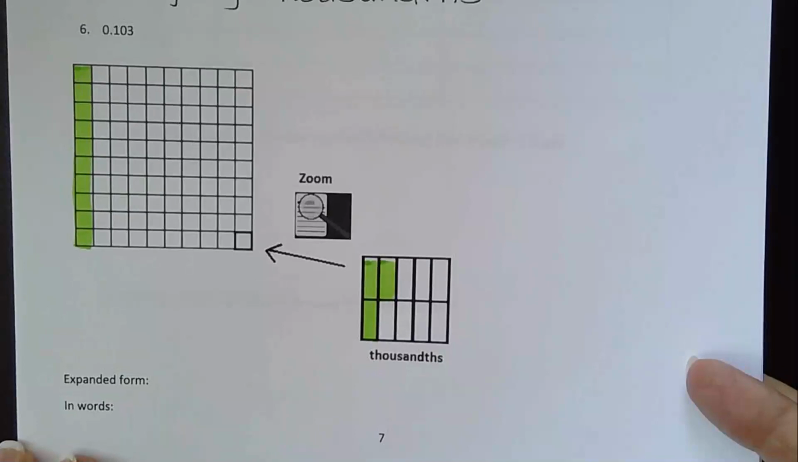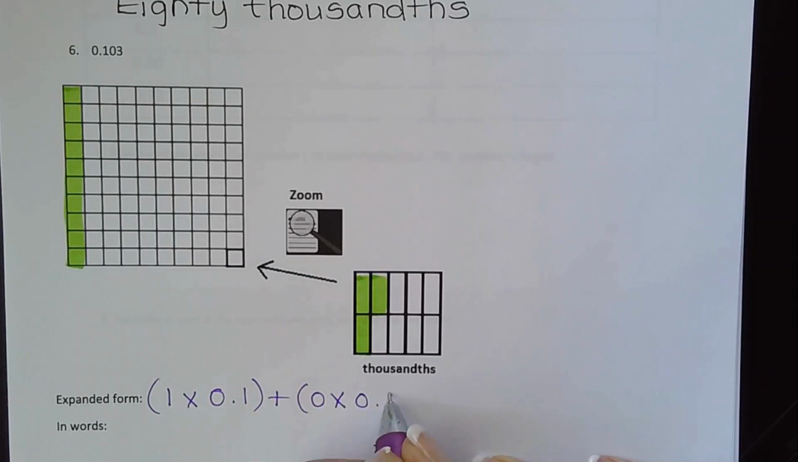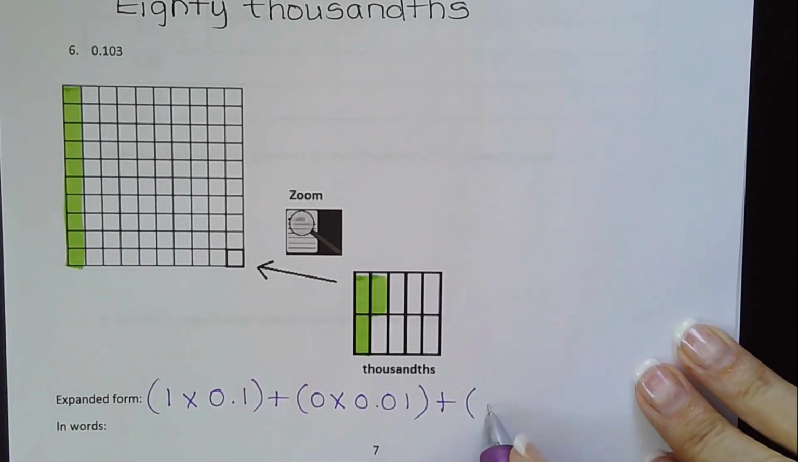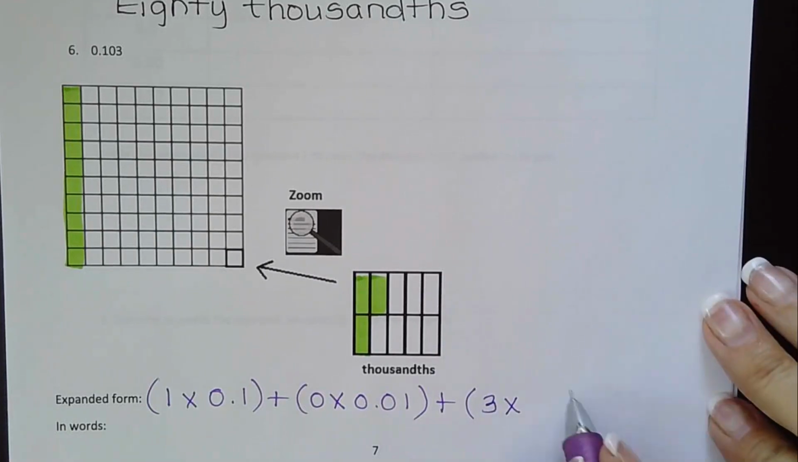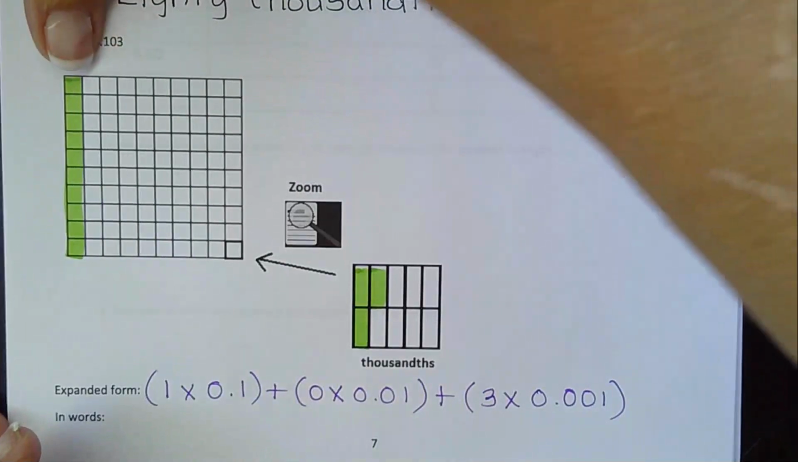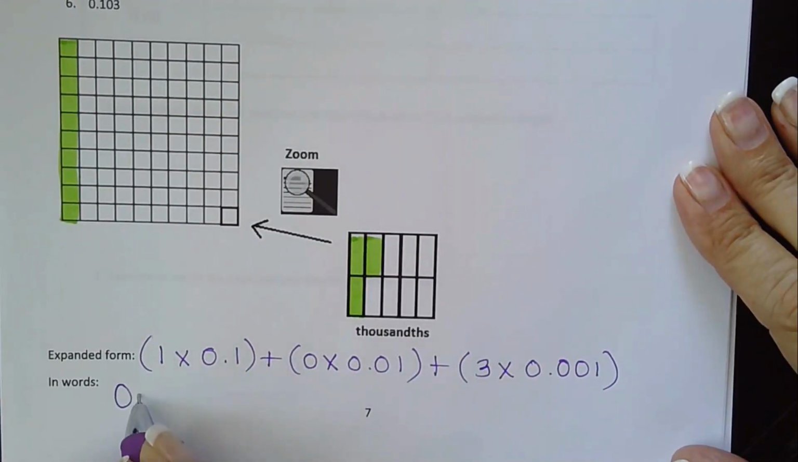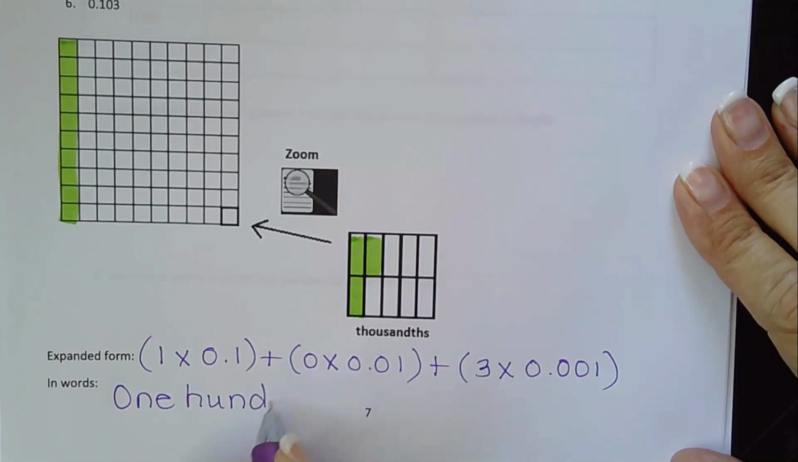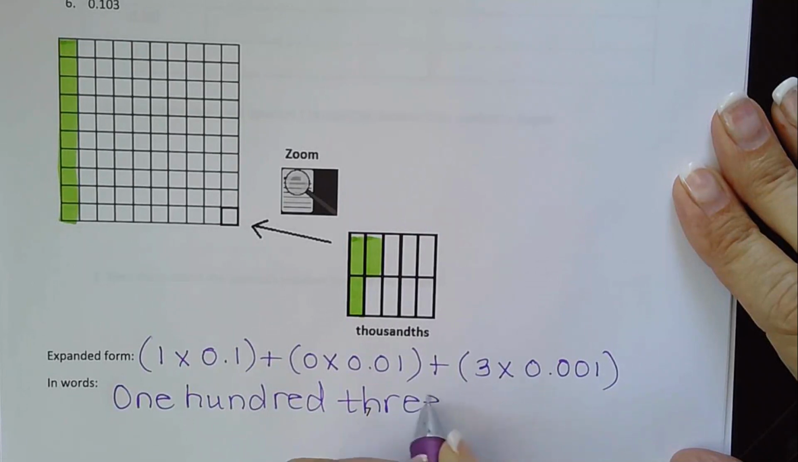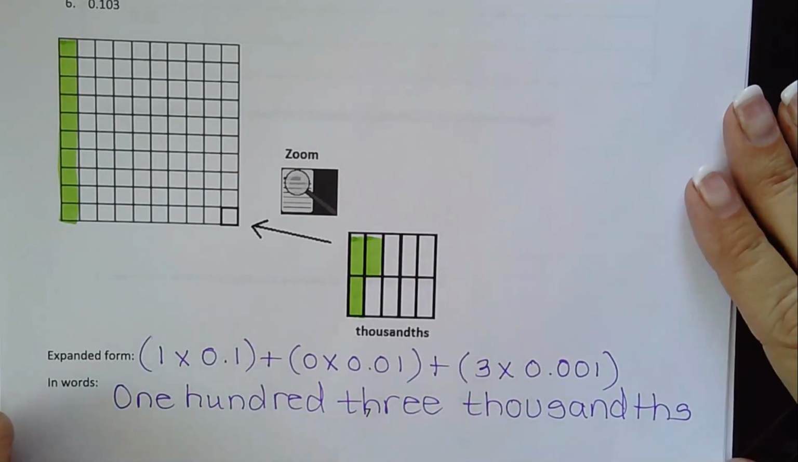Expanded form. It's hard to keep both of these on the same page. There we go. So 1 is in the tenths place, so that would be 1 times a tenth. 0 is in the hundredths place, so that'd be 0 times a hundredth. And then 3 times a thousandth. And in words, that would be 103, just like you'd read it without the decimal, and then you add the word thousandths for 3 decimal places. So 103 thousandths. And there we have it.